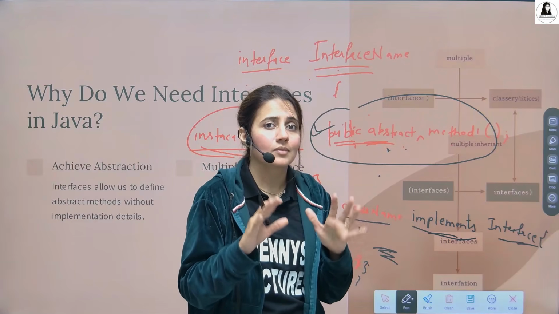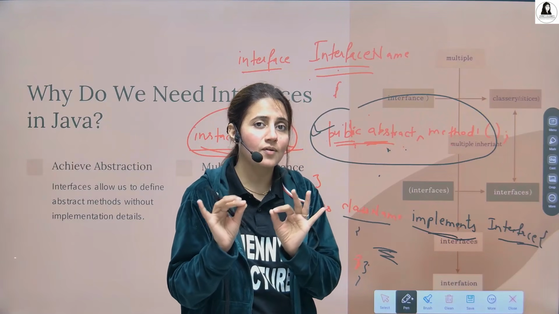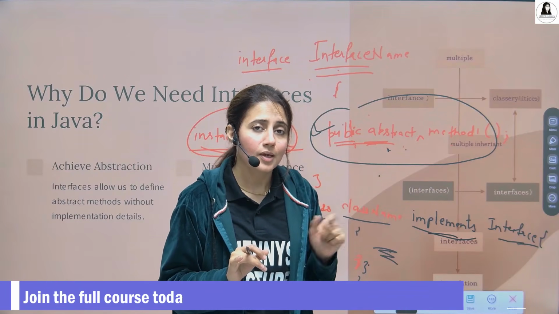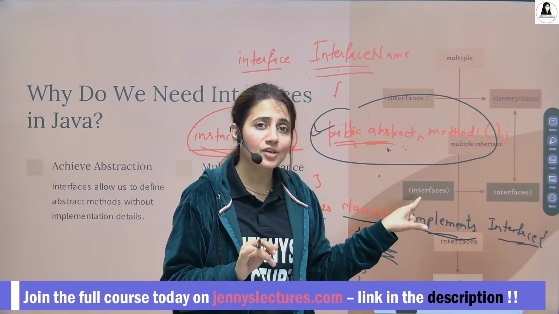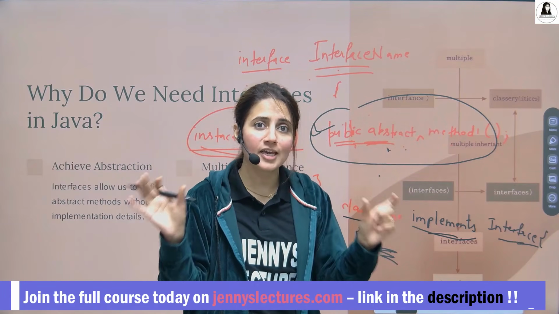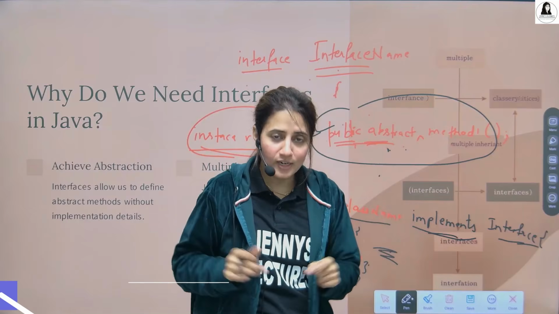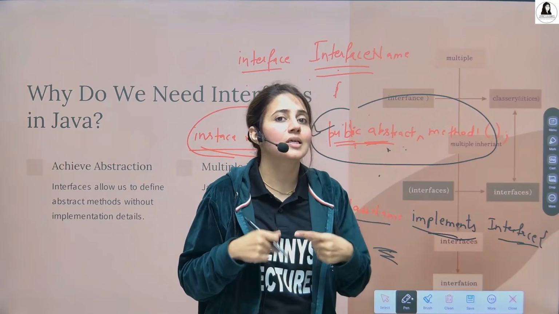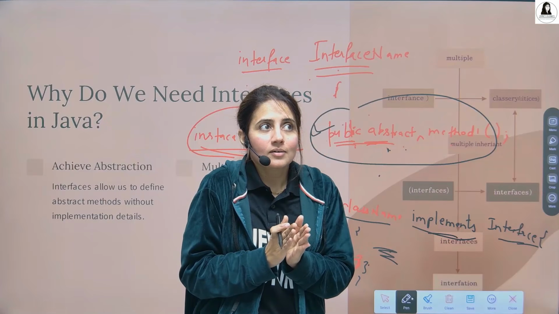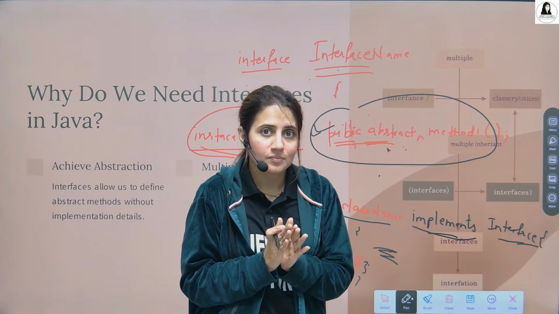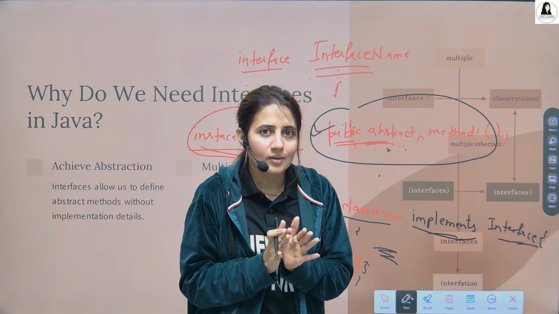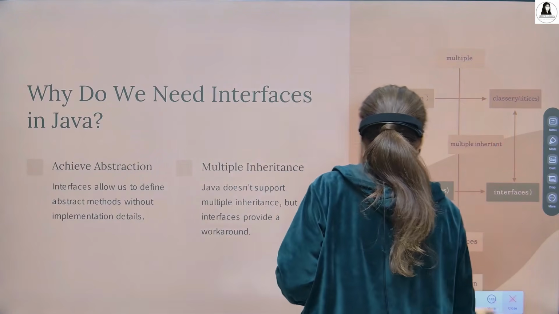But since Java 8, default methods are allowed, because default methods have an implementation body. So if there are two interfaces having the same default method with the same name, and one class is implementing those two interfaces, in that case, yes, there can be a kind of diamond problem, but not properly. I'll tell you how to resolve that problem also. Don't worry. Okay, fine.